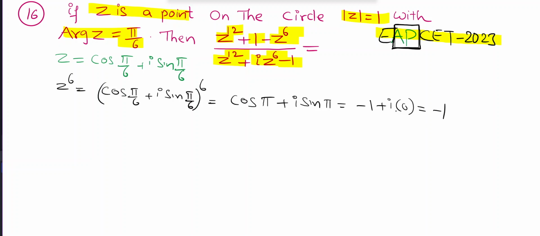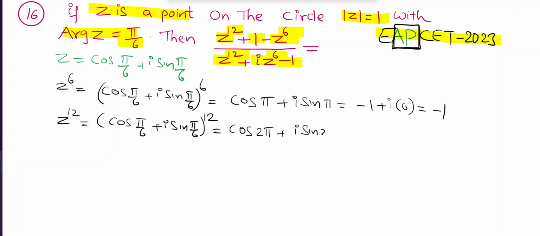Now we find z power 12. Z power 12 is equal to z power 6 whole square. Z power 12 is written as cos pi by 6 plus i sin pi by 6 whole to the power of 12. Applying De Moivre's theorem, this is cos 12 pi by 6, this is cos 2 pi plus i sin 2 pi. Here cos 2 pi value is 1 plus i into sin 2 pi 0, that is equal to 1.